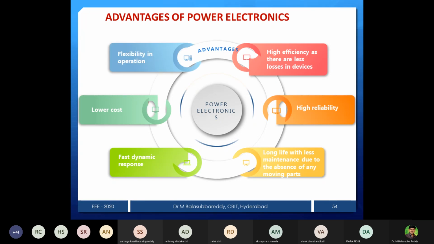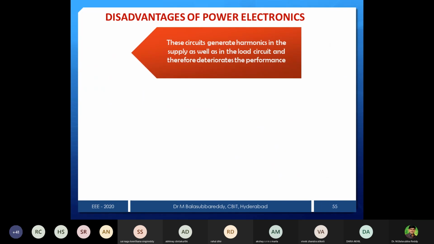And then flexibility in operation. Simple operation by generating the firing pulse. Once the device is forward biased, if a pulse is there, the device automatically conducts. So that is the simple way of these advantages. Now we'll see the disadvantages.